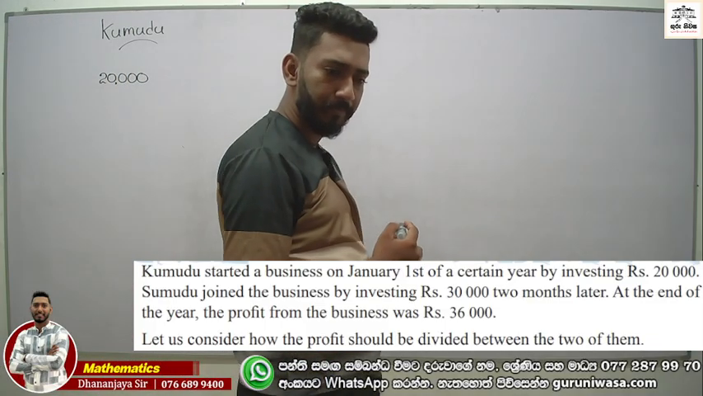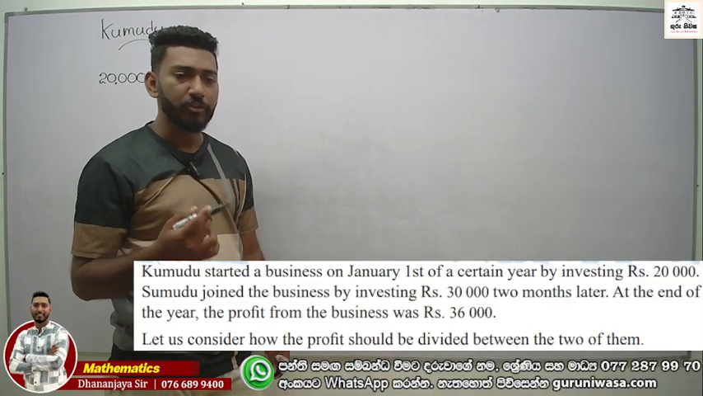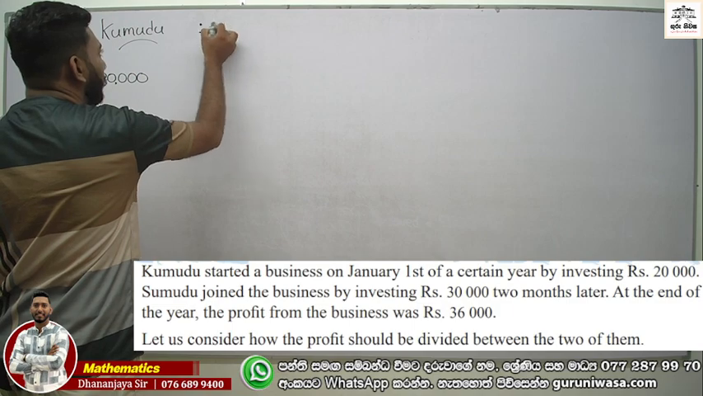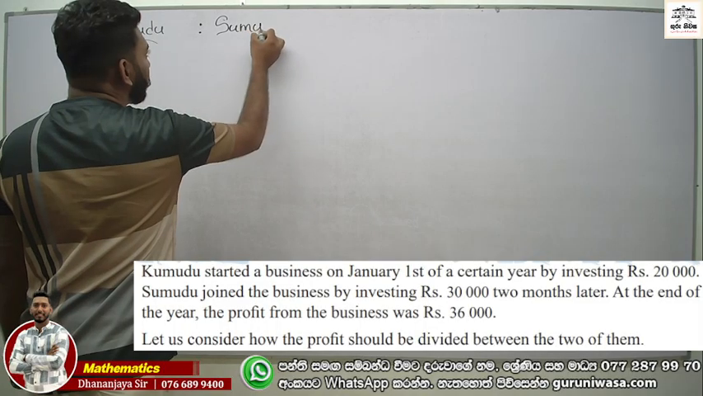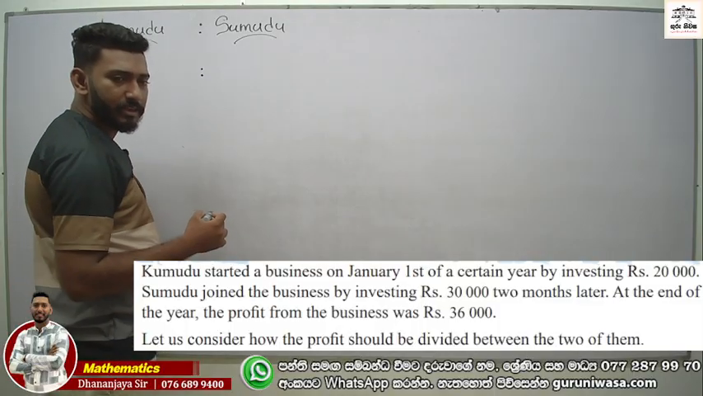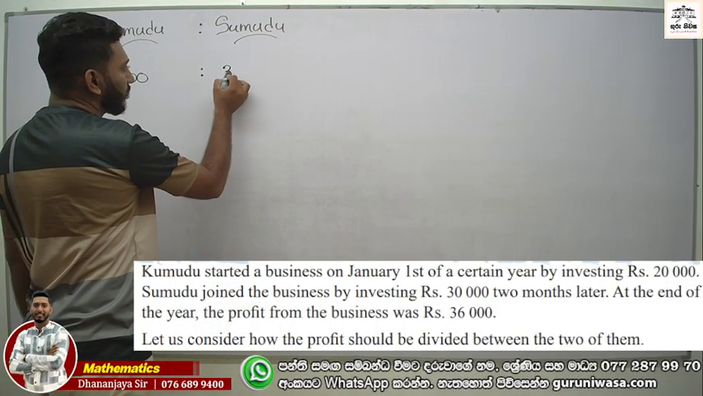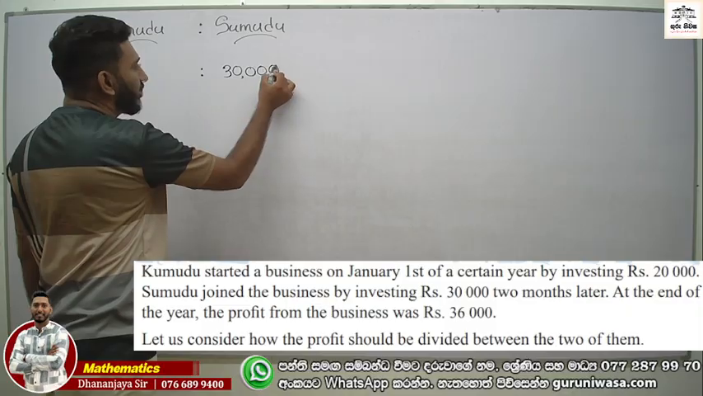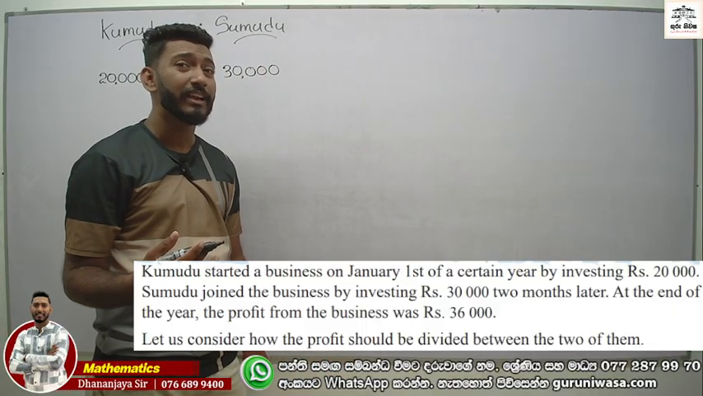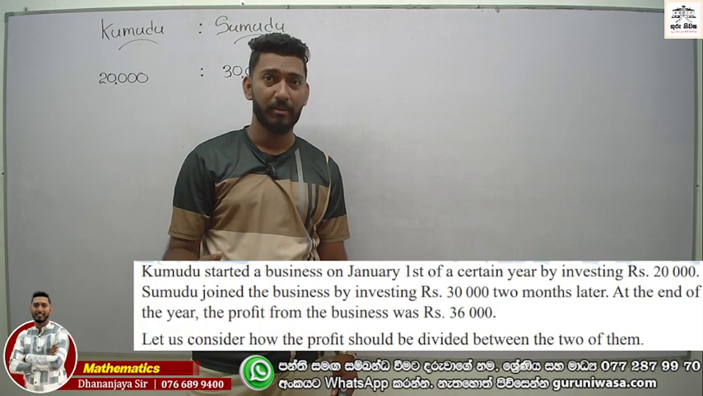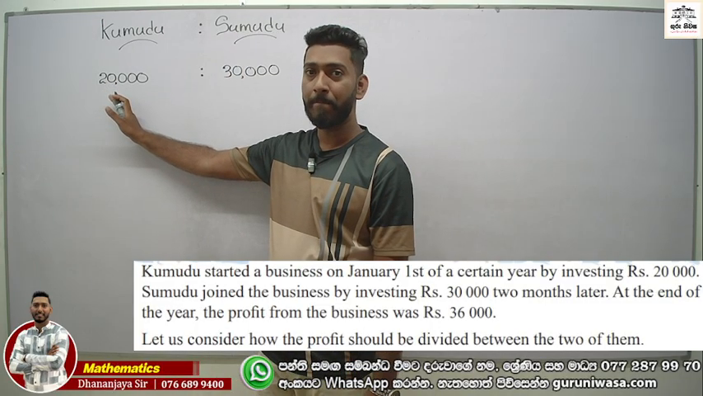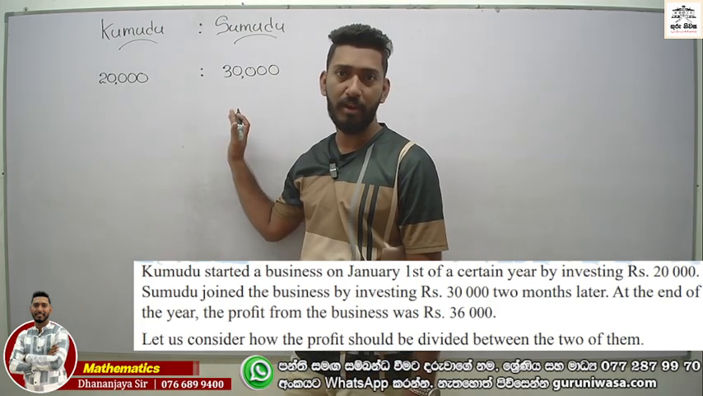And Sumudu joined the business by investing 30,000. After Kumudu comes Sumudu. Sumudu invested 30,000. But we are told 2 months later. Right? I haven't talked about the time yet. Kumudu put in her money at the beginning of the year, and Sumudu after 2 months. Right? After 2 months.